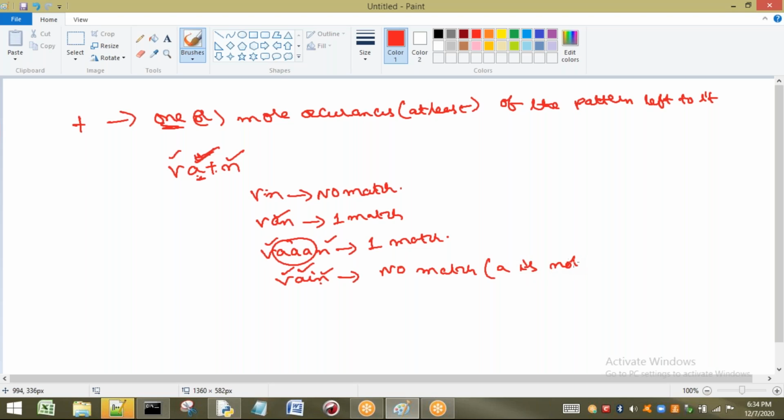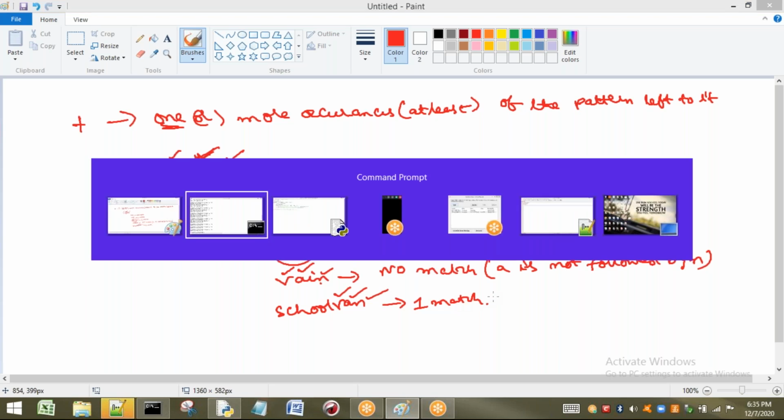What is the meaning of this? A is not followed by N. That is the reason why no match is found here. Next, I will take, for example, school van. In the given string, it will search for a V. It should start with V, and any number of A's can be there between V and N. So V is there, one A is there, and N is there. So a match is found. One match is there.